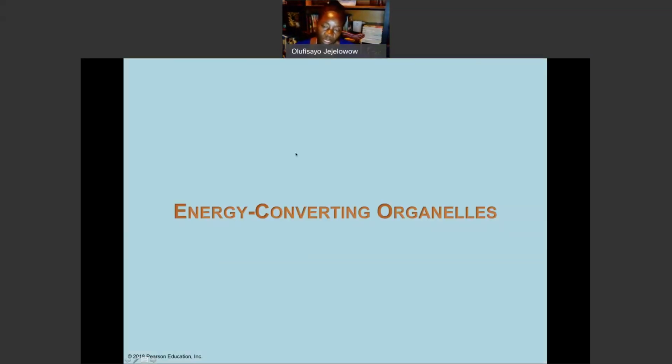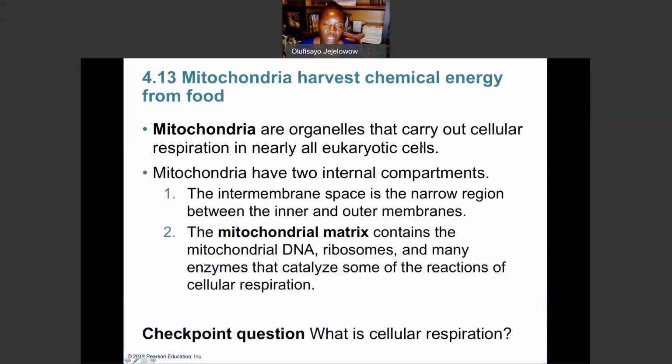Now let's take a look at the energy converting organelles. The energy converting organelles are mitochondria and chloroplasts. Mitochondria are organelles that carry out cellular respiration. They are found in nearly all eukaryotic organisms. They have two internal compartments. So they have the intermembrane space between the outer membrane and the inner membrane. And inside the inner membrane is a mitochondrial matrix containing mitochondrial DNA and ribosomes, as well as many enzymes. In that way, it resembles a prokaryotic cell.